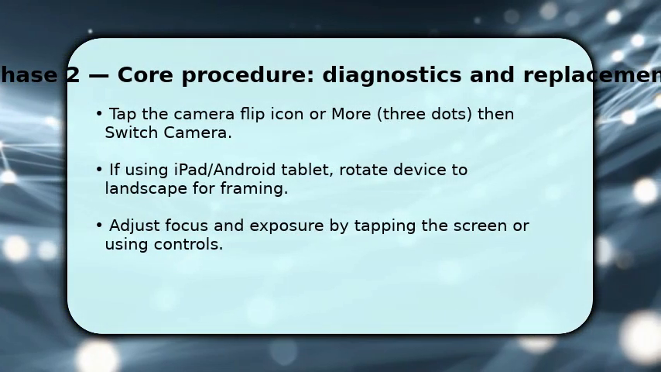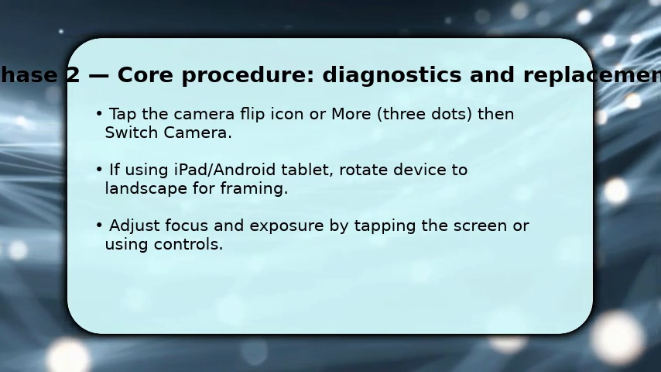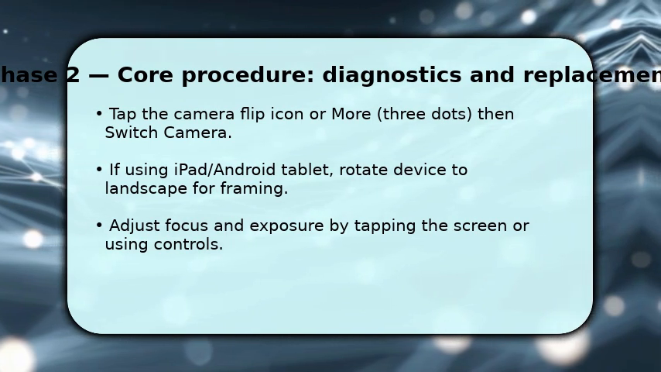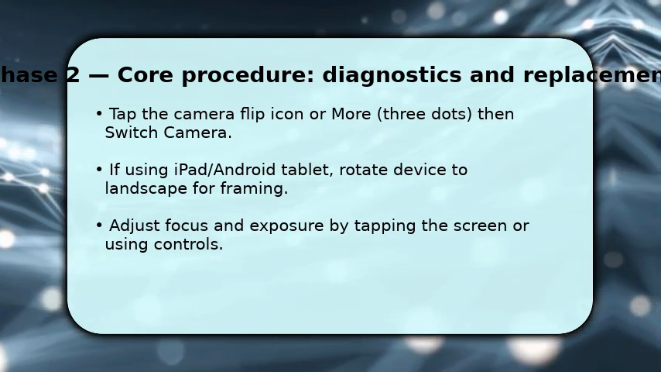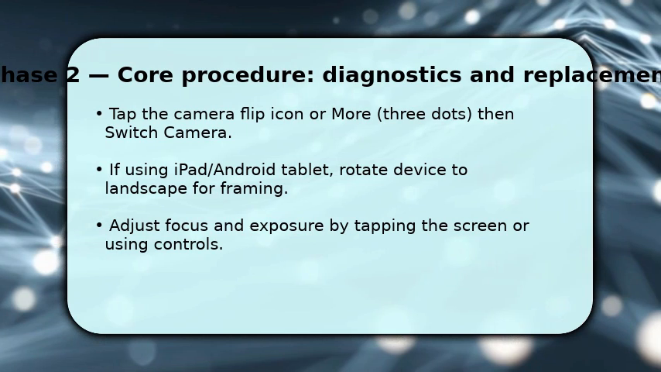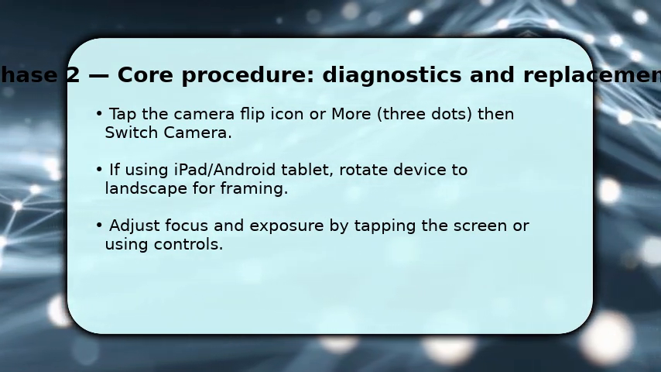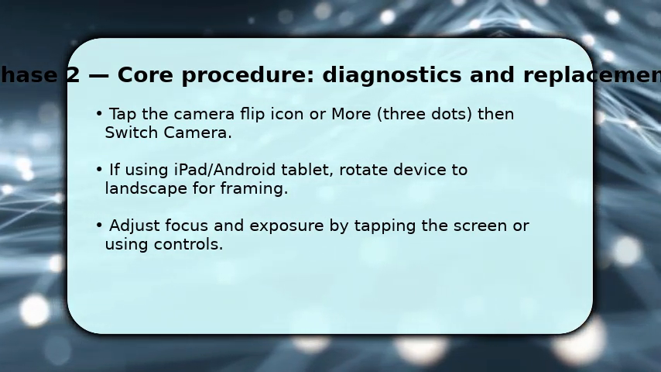Now switch to the back camera. Tap the camera flip icon or open more three dots and select Switch Camera. Zoom toggles front to rear. If you don't see the icon, make sure your video is on and you're not screen sharing, then reopen the menu.